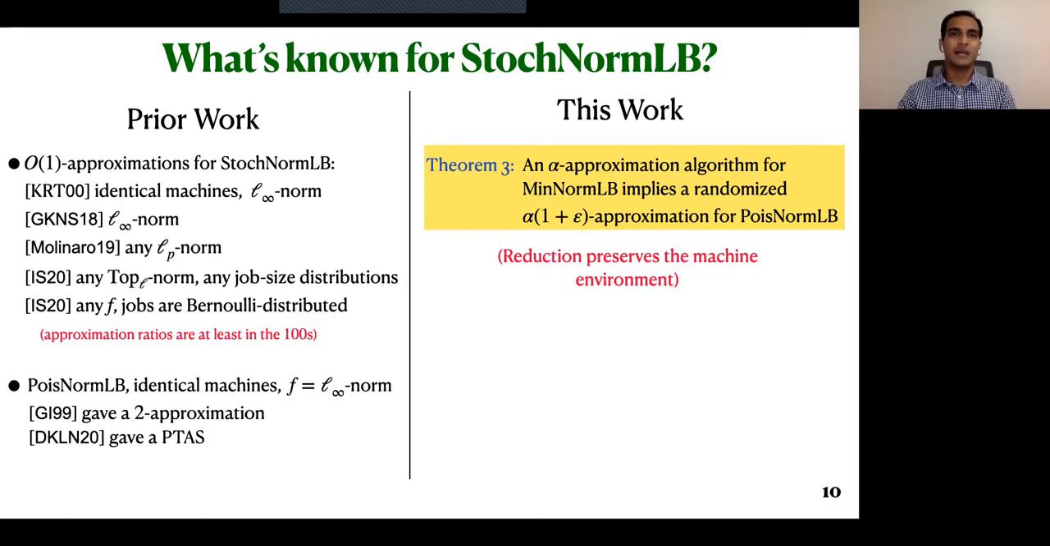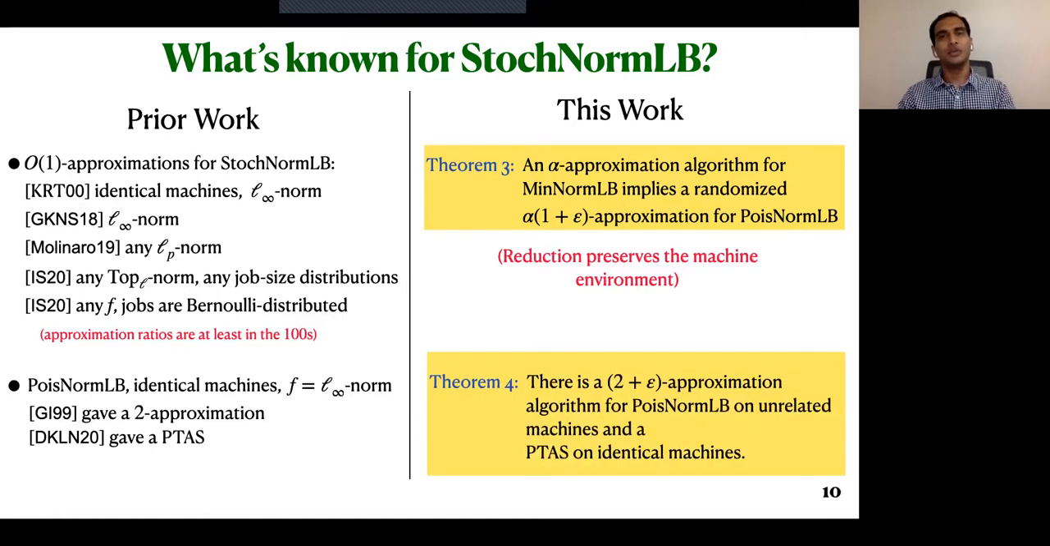Combining the above theorem with theorems 1 and 2 on min norm load balancing, we get a 2 plus epsilon approximation for Poisson min norm load balancing on unrelated machines, and a PTAS on identical machines. Observe that theorem 4 is a substantial generalization of Deb et al.'s results.